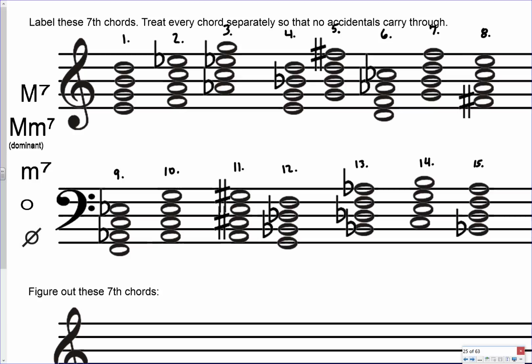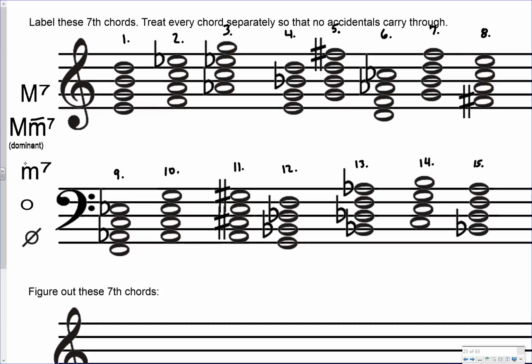So please take out some staff paper. If you feel the need to copy these down, the actual notes, or a piece of loose leaf paper will do, number 1 through 15. Carefully look at the notes and label the seventh chords. Your choices are over here on the left-hand side. A capital M7, we now know as the major seventh. The major minor seventh is the next choice. That's also the dominant seventh that we just studied.